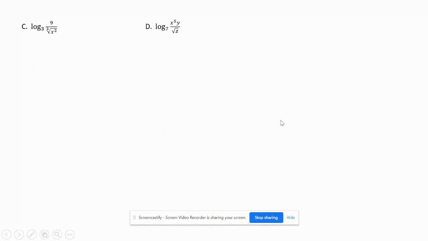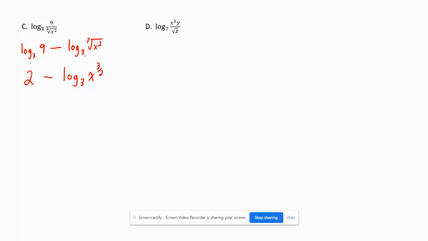For C. Okay, so what we have here, we're dividing 9 by the cube root of x squared. So I'm going to make this one the log base 3 of 9 minus log base 3 of the cube root of x squared. Log base 3 of 9 is 2. And I'm going to write the cube root of x squared as log base 3 of x to the 3 over 2.